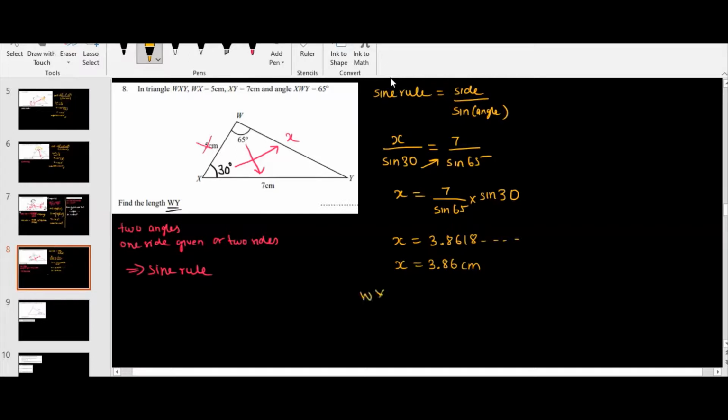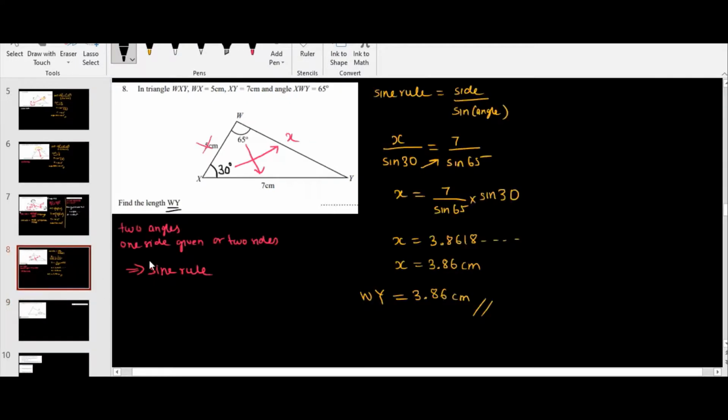It is WY. It's very important to complete the answer when you are answering the question. Don't simply write X, it will be like an incomplete answer. So WY equals 3.86 centimeter. Okay, so till now we have learned how to use cosine rule, where to use cosine rule and sine rule. And also we learned about area of triangle. Let's solve one more question.